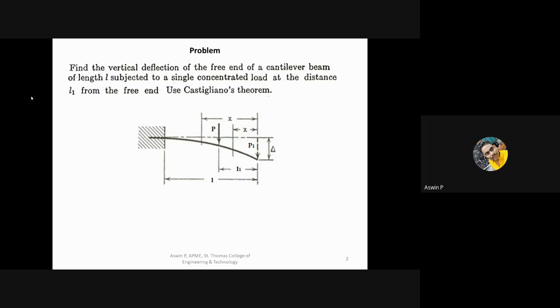And we have a problem given as a cantilever beam. You can see a cantilever beam, and the question is: find the vertical deflection of the free end of a cantilever beam of length L subjected to a single concentrated load at the distance L1 from the free end. Use Castigliano's theorem. You can see a figure here, and please write this problem. I will read it for you.